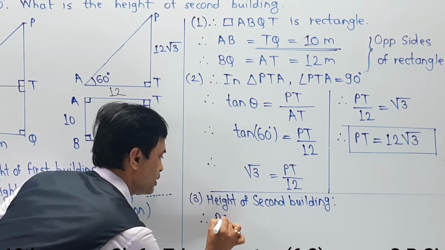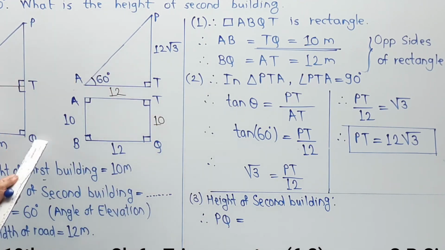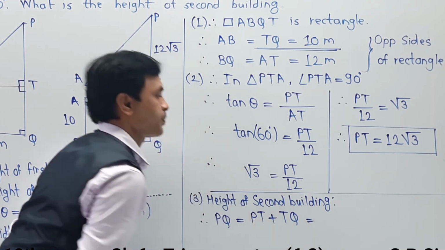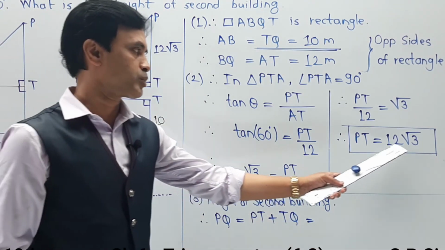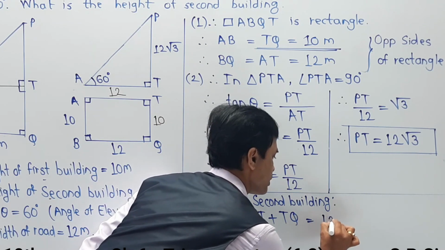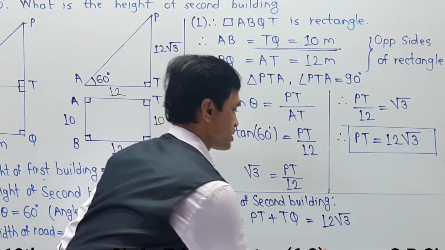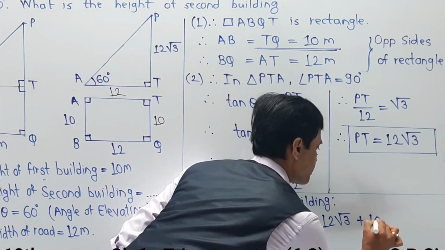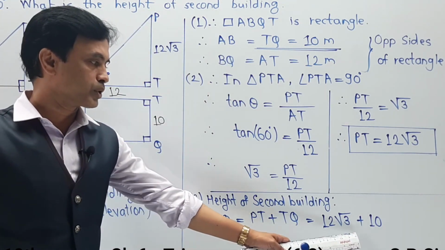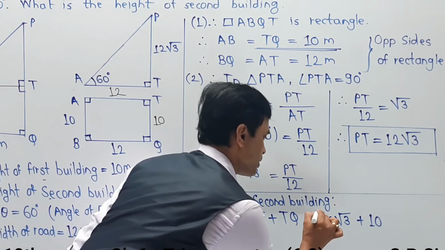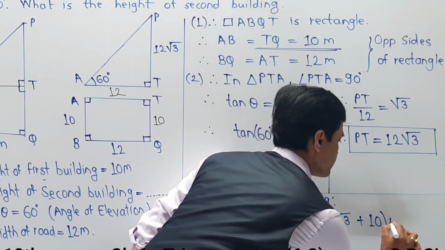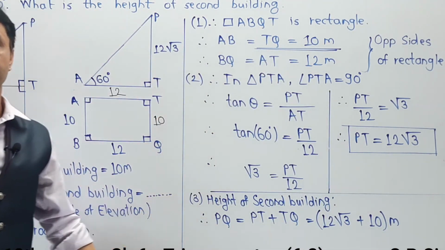Therefore PQ. Now this PQ is nothing but PT plus TQ. Here as per calculation this PT is 12 root 3. So I am writing it as 12 root 3 plus TQ. Here TQ is 10 meter. So 10 meter. And remember 12 root 3 plus 10, we cannot solve it. So this answer will be directly available as 12 root 3 plus 10, and that is in meters. And in this way you can complete the part.